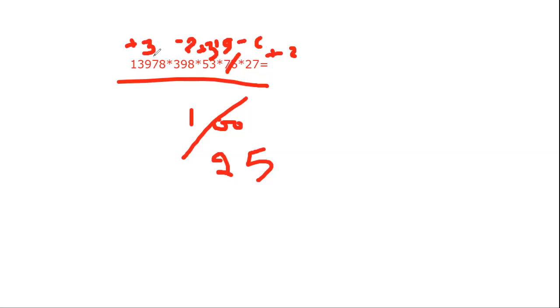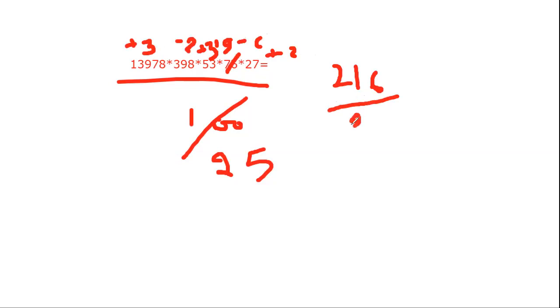Again check: 3, minus 2, minus 6. Minus 6 multiplied by 3 is minus 18. Minus 18 multiplied by minus 6, 6 8s are 48, so 108. And 108 multiplied by 2 is 216. Since 216 is a bigger number, you again have to divide it by 25.